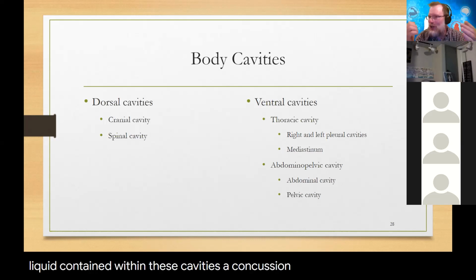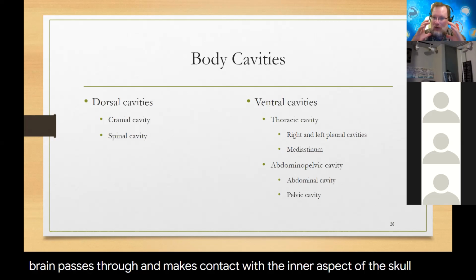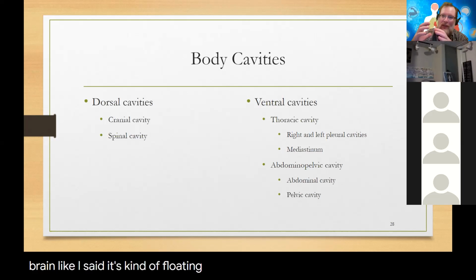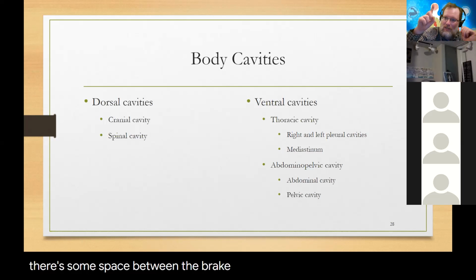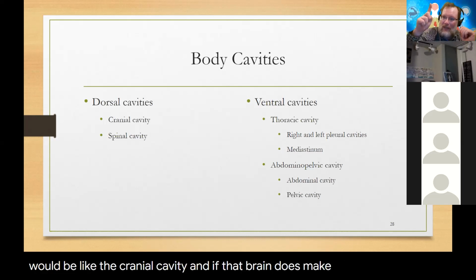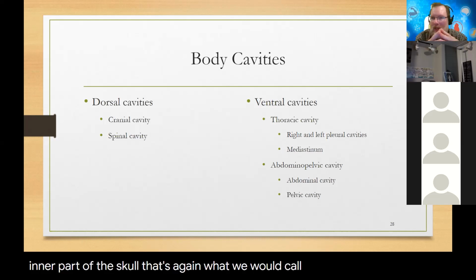A concussion occurs when the brain passes through and makes contact with the inner aspect of the skull. So the brain, like I said, is kind of floating in a cavity. You can kind of see this up here. There's some space between the brain itself and this outer layer. That would be like the cranial cavity. And if that brain does make contact with the inner part of the skull, that's what we would call a concussion, and there are different degrees of that.